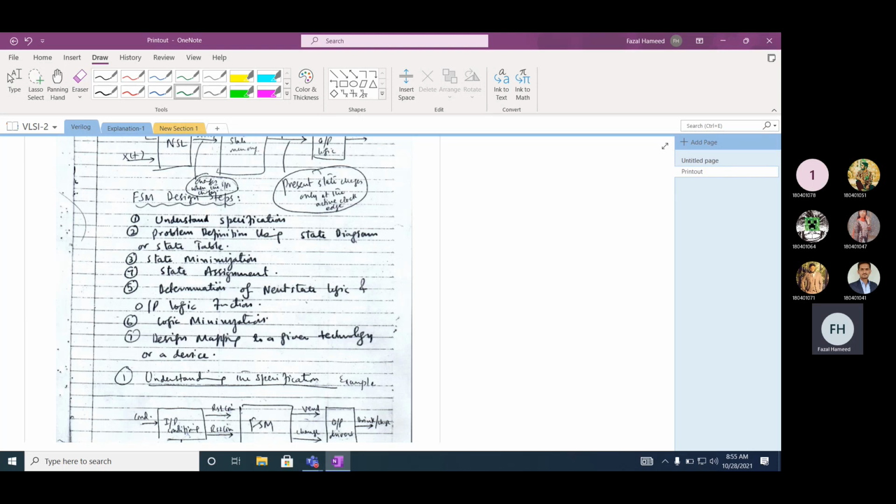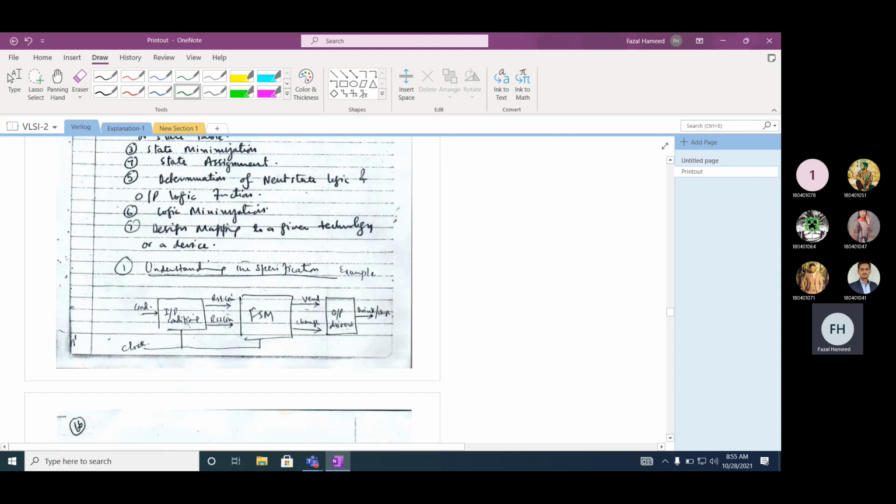So now let's assume a scenario that we want to design an ATM, an auto teller machine. We want to design an auto teller machine. And for this machine, we have 2 inputs, ₹1 and ₹2. It can only accept 2 coins, a ₹1 coin and a ₹2 coin. And the outputs are vend and change.